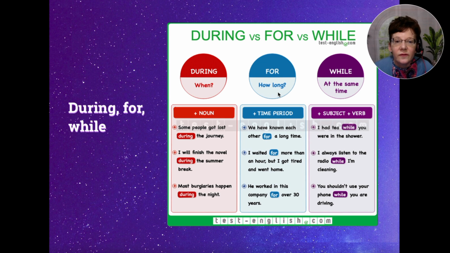And then the word for, this means how long, a duration of time. So we have for plus a time period. For example, we have known each other for a long time. Or I waited for more than an hour, but I got tired and went home.